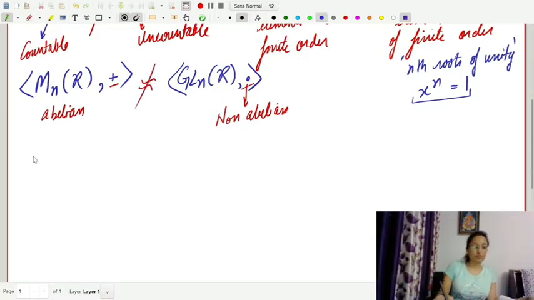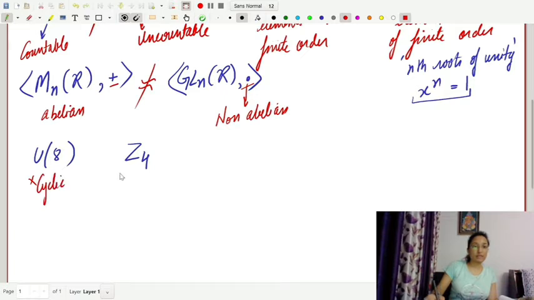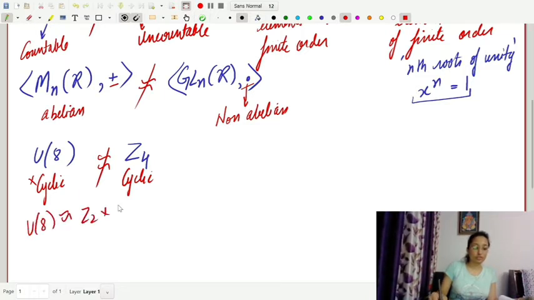Another example which we have is U8 and Z4. U8 we know is not cyclic, while Z4 is cyclic. Therefore, they are not isomorphic. Also, U8 is isomorphic to Z2 cross Z2.